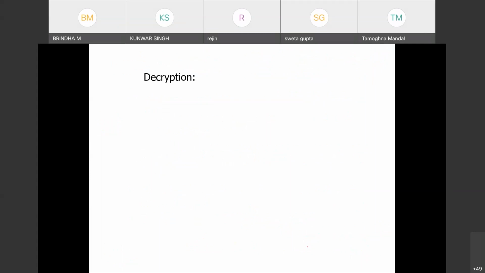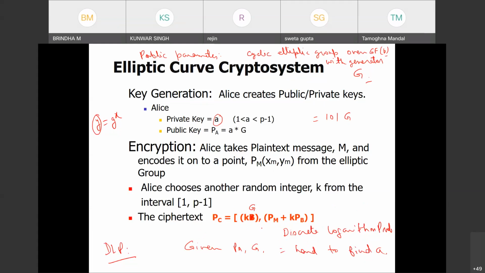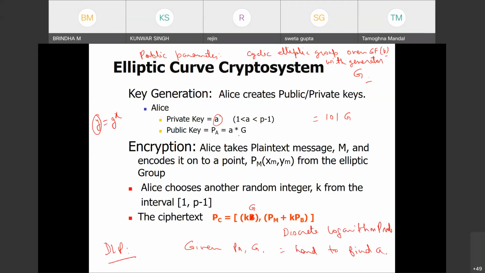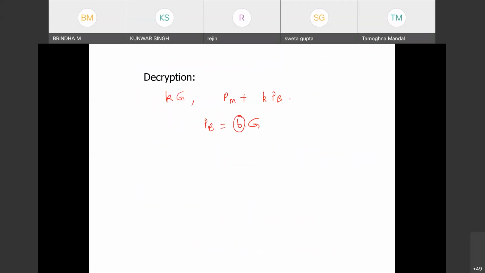Now it's very simple here. One idea I'll just tell you. The ciphertext is KZ and PM plus KPB. Now PB, the public key of the receiver, will be B into Z, where B is the private key of the receiver.